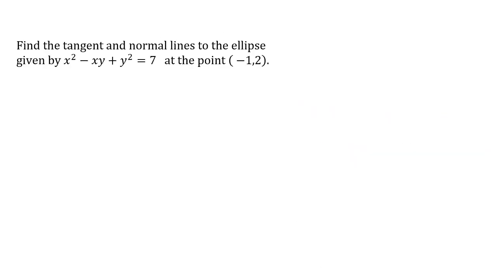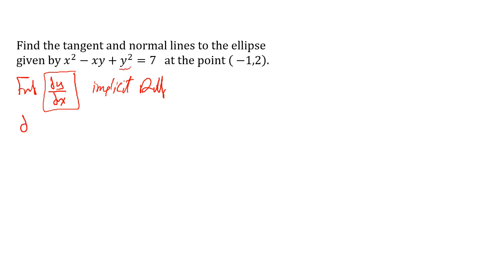Find the tangent and the normal lines to the ellipse given by x squared minus xy plus y squared is equal to 7 at the point negative 1 and 2. To find the slope of the tangent and to find the slope of the normal, we first should find the value of dy by dx. And here we know that we are going to use the implicit differentiation, and that's because you have y squared.